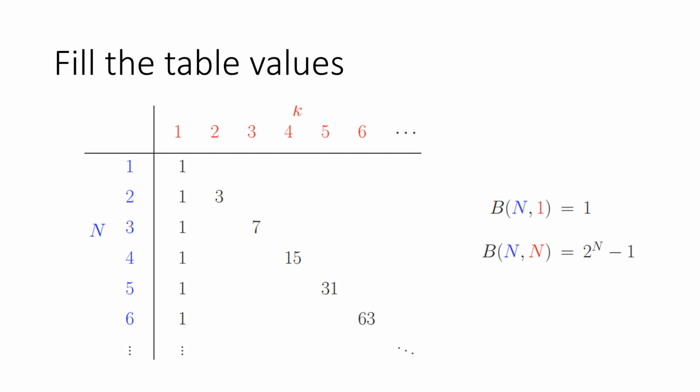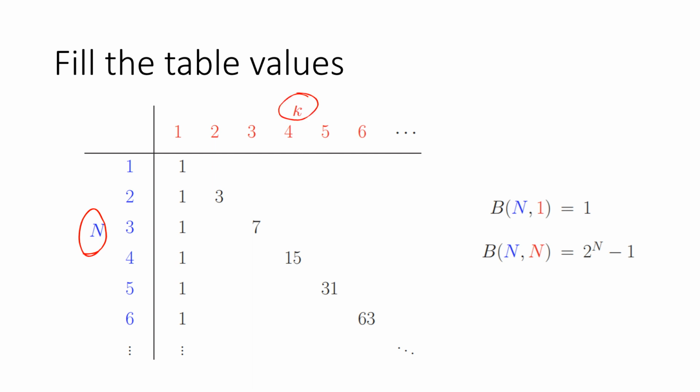Okay, so now we found some kind of a bound on the B(n,k) value, right? That's what we did in the previous video, and we are going to build on that. Basically, we are going to fill the table values here, where we have the n values tabulated here and the k values up there.